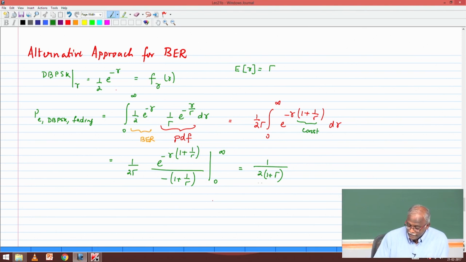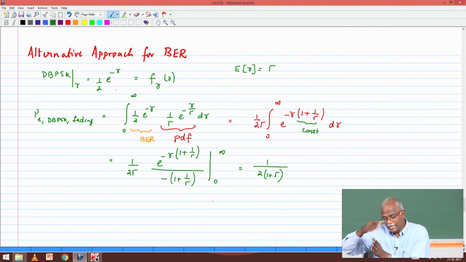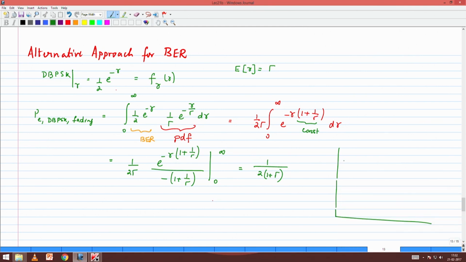So this is the average performance, or the performance of dBPSK in a fading channel. So notice that the BER basically goes as 1 over 2 into 1 plus gamma. So basically it falls in a linear fashion. So if I were to write it in a logarithmic scale, my slope will be a constant, a negative constant. So the BER plots will tell us a lot.